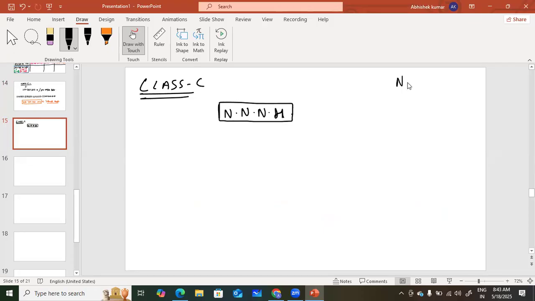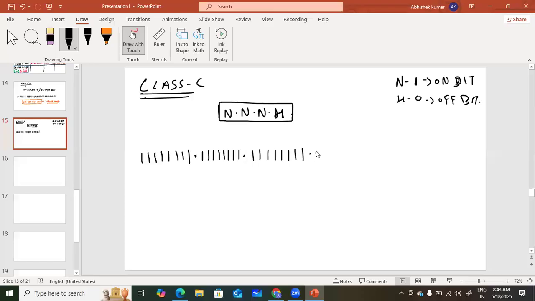I told you network stands on 1, host means 0. Binary is 1 and 0. 1 we call an on bit, and 0 we call an off bit. Now, can I write 8 ones? 1, 2, 3, 4, 5, 6, 7, 8. Again 8 ones, again 8 ones, and host 8 zeros. That is 24 network bits. Is it clear? This is the default.